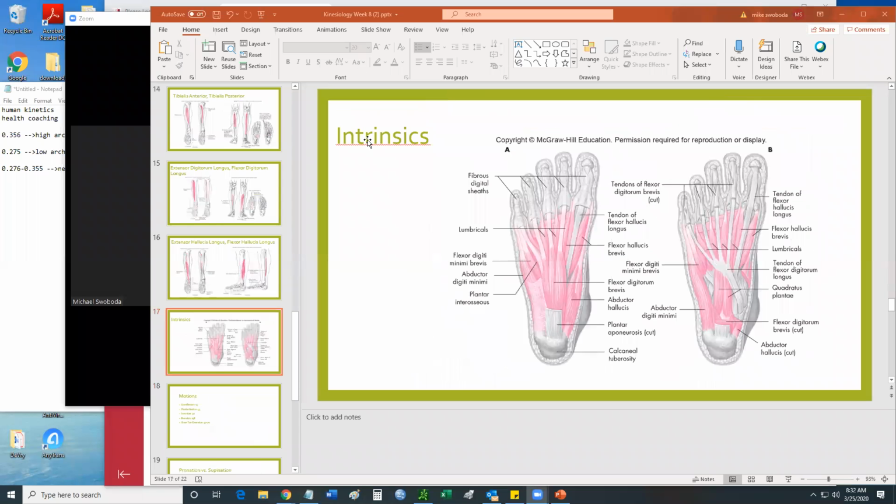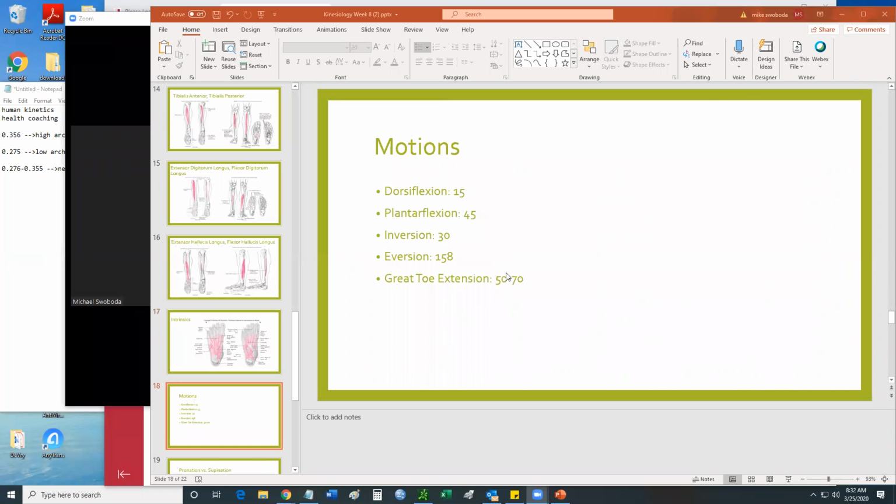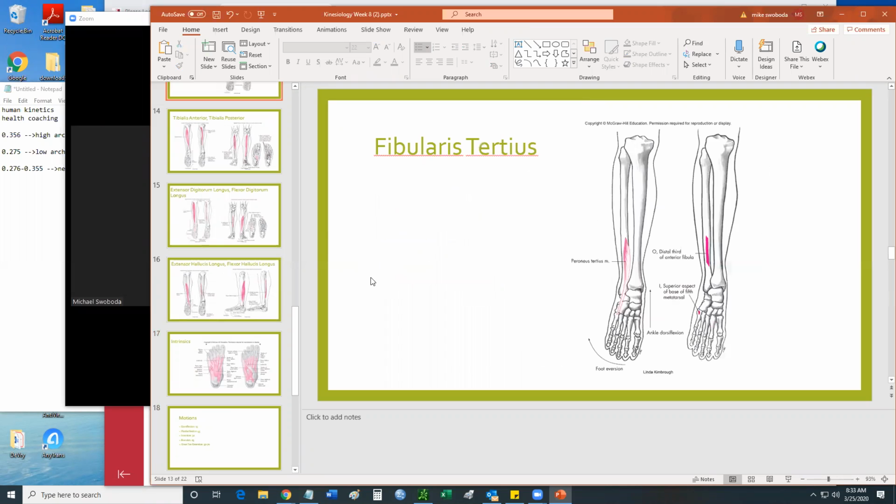Again, don't remember the intrinsics. And here's all of your normals. This actually shouldn't be 158. That's really wrong. It should be 15. It'd be crazy if you could evert your foot 158 degrees. All right, so there's your rundown of the anatomy. We'll cover it again here as well.